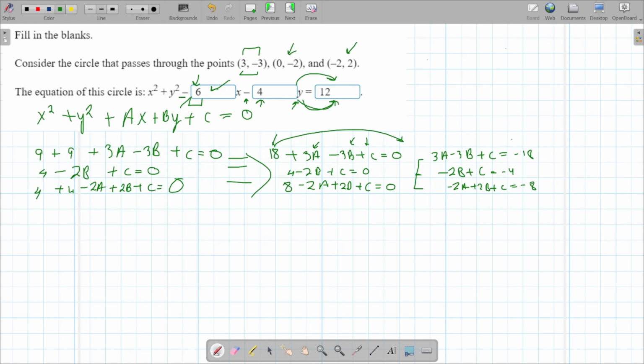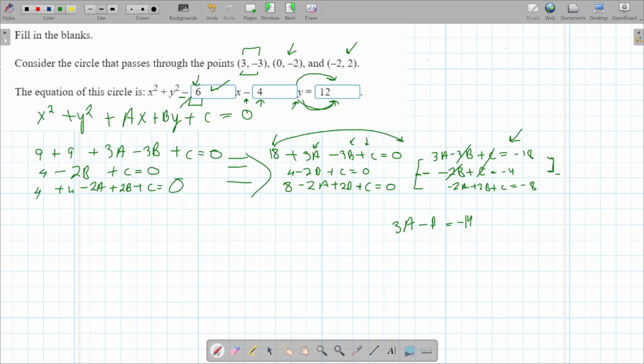Since they want C on the other side, we arrange all the equations like this. The first thing you want to do is get rid of unknowns. An easy way to do it would be to subtract the second equation from the first equation. I put a minus here. 3a minus, I don't have any a here, so it becomes 3a. Minus 3b minus 2b is going to become minus b, because minus 3b plus 2b is minus 1b. Then c minus c cancels. Minus 18 minus 4 is going to be minus 14. So we're done with that.